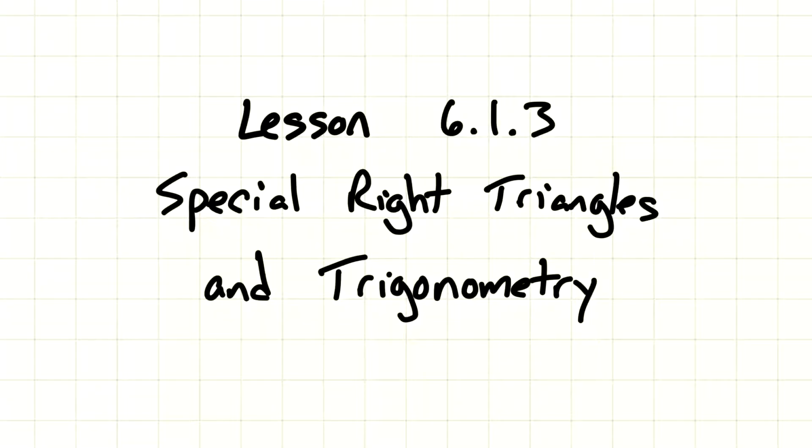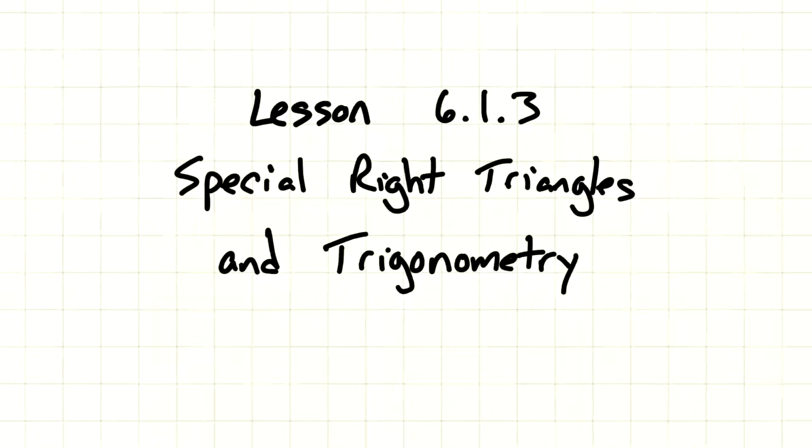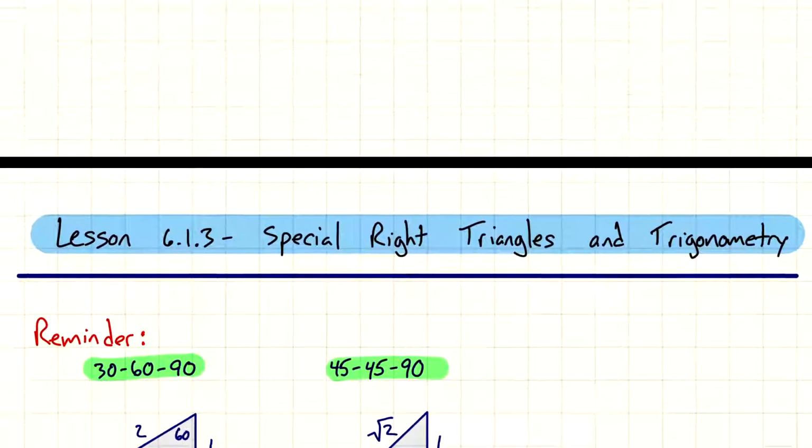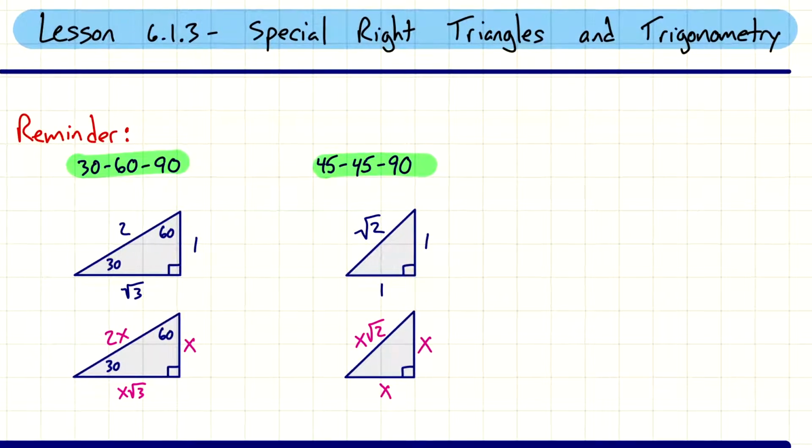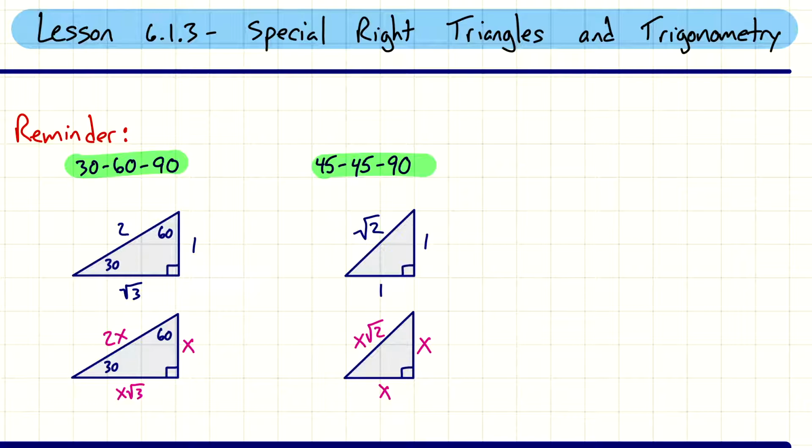Hi everyone, this is lesson 613 on special right triangles and trigonometry. In a previous lesson we talked about special right triangles, and this is a reminder of what those were. We talked about 30, 60, 90 and 45, 45, 90 triangles.